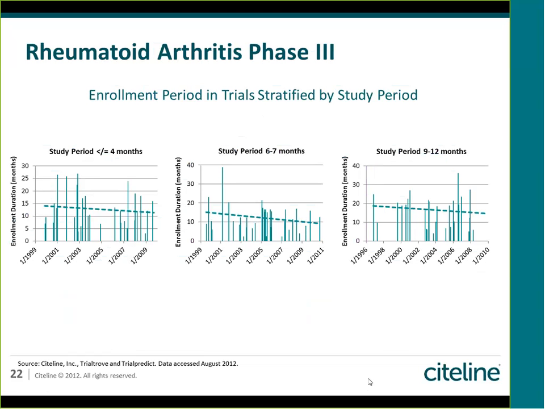So in these graphs, we're doing just that. We're looking at the enrollment period in sets of trials that have been stratified by the length of the study period. We looked at trials with study periods of less than or equal to 4 months on the left side, and in the middle, we looked at trials that have a study period of 6 to 7 months, and on the right-hand side, trials with a study period of 9 to 12 months. And yes, we see a downward trend in enrollment period for each of these study period timeframes.